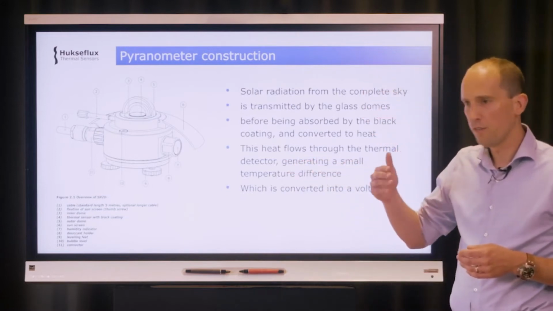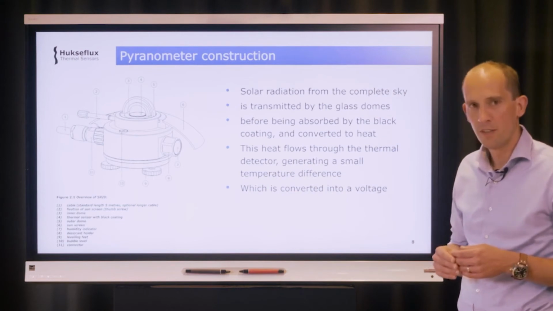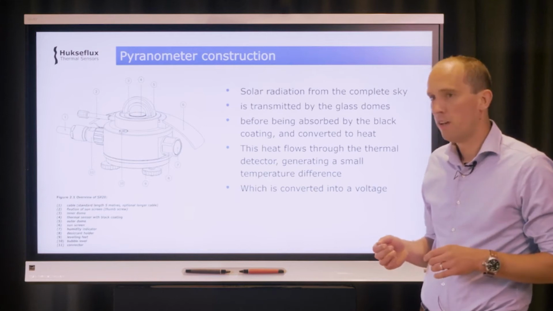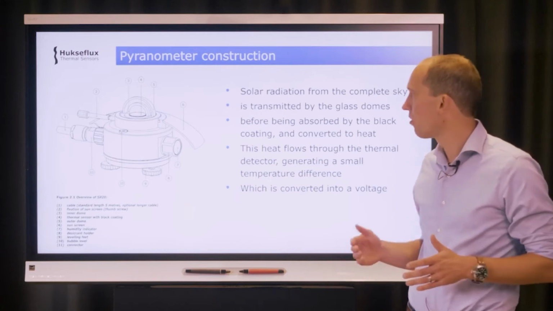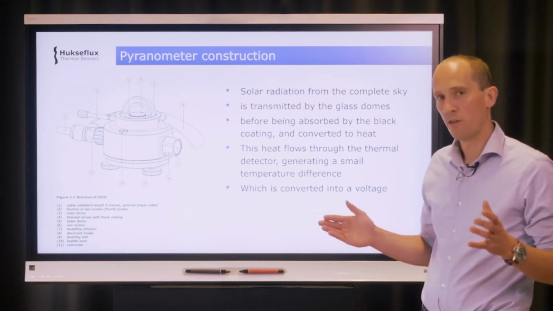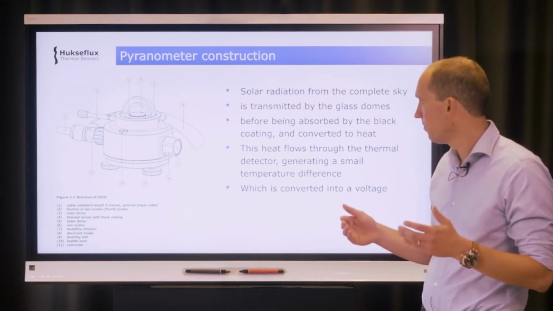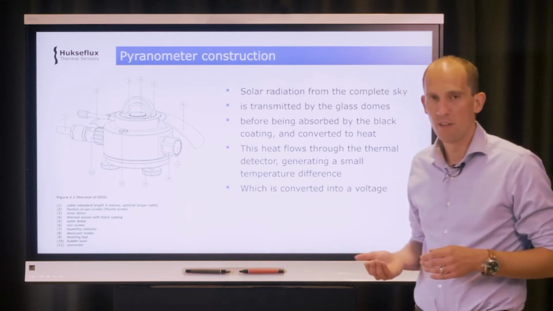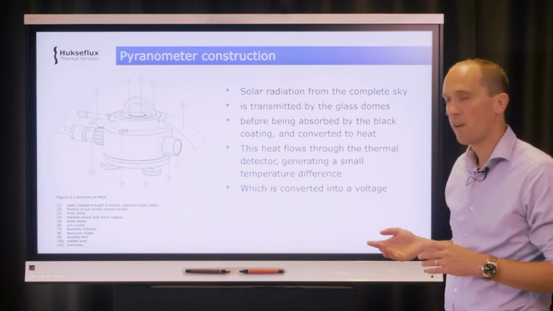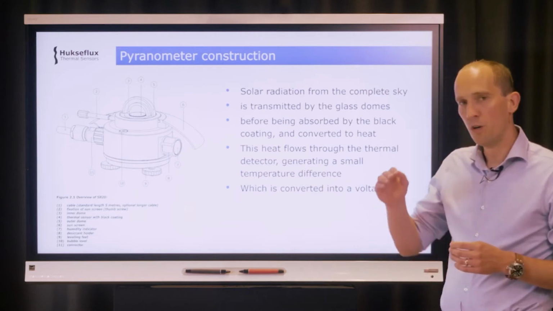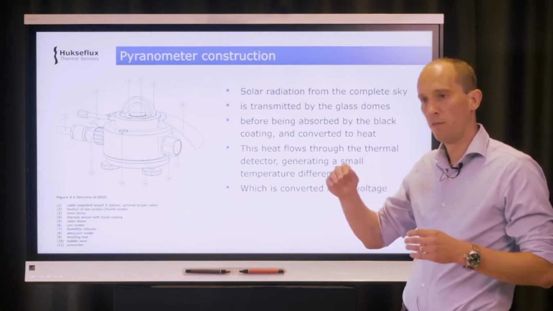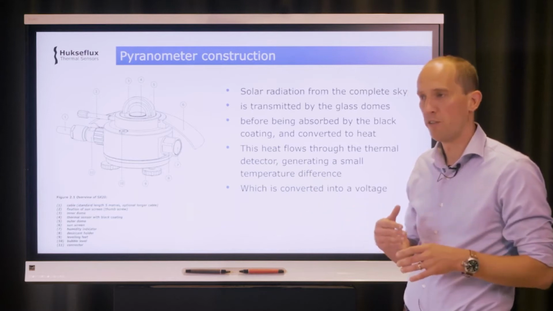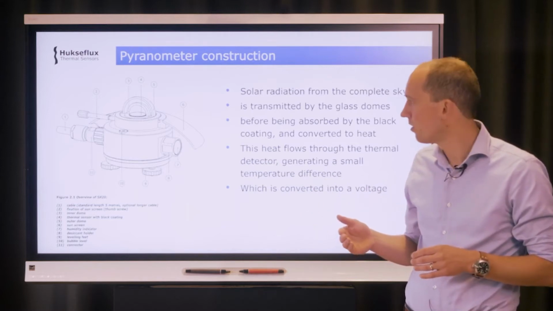Well, let's talk about the construction of a pyranometer. There are many different pyranometers out there, many different models, shapes, sizes, but some fundamental components are always the same. So the solar radiation from the complete sky is coming in and it's being transmitted by one or two domes, which are made of glass, or sometimes quartz or even sapphire. This dome shape makes sure that you actually let through the beams from all different angles. If you have a flat window, you would actually start reflecting sunlight from low elevation angles.